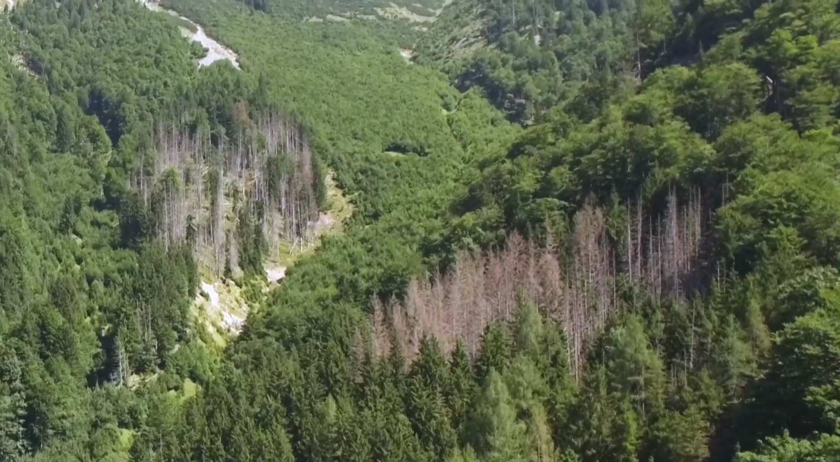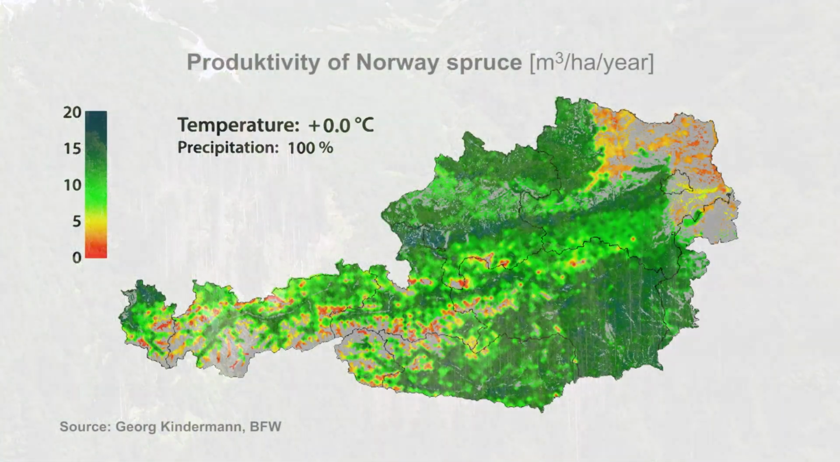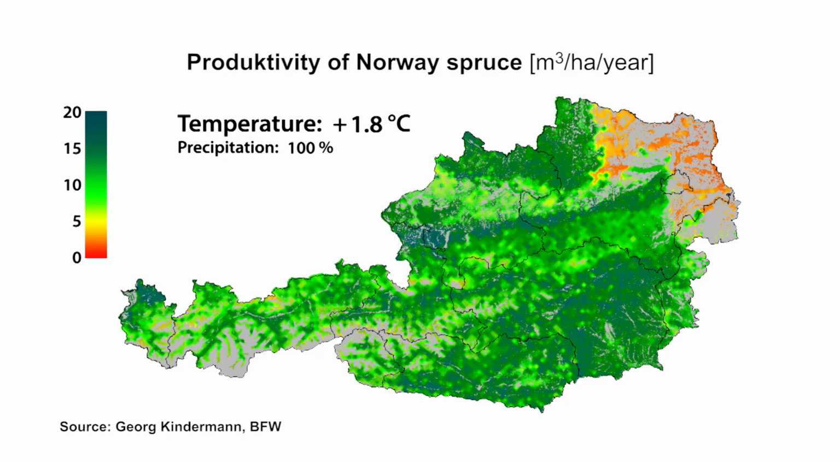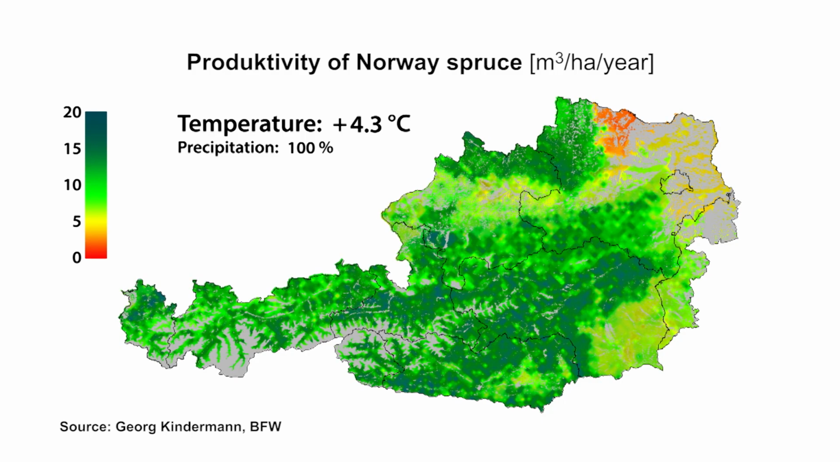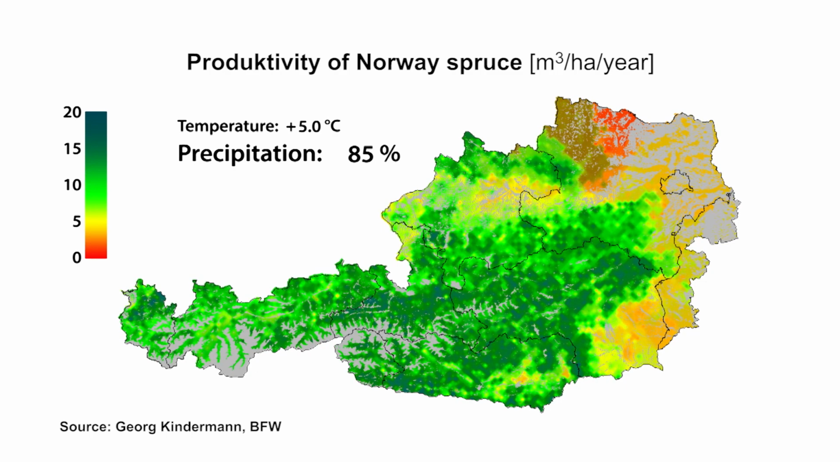Different developments are expected in each and every region. Higher mountain forests could benefit with better growth from longer vegetation periods through rising temperatures. On the other hand, a substantial productivity loss could occur mainly in the eastern and northeastern plains, as well as in the inner alpine basin, especially when the precipitation decreases.